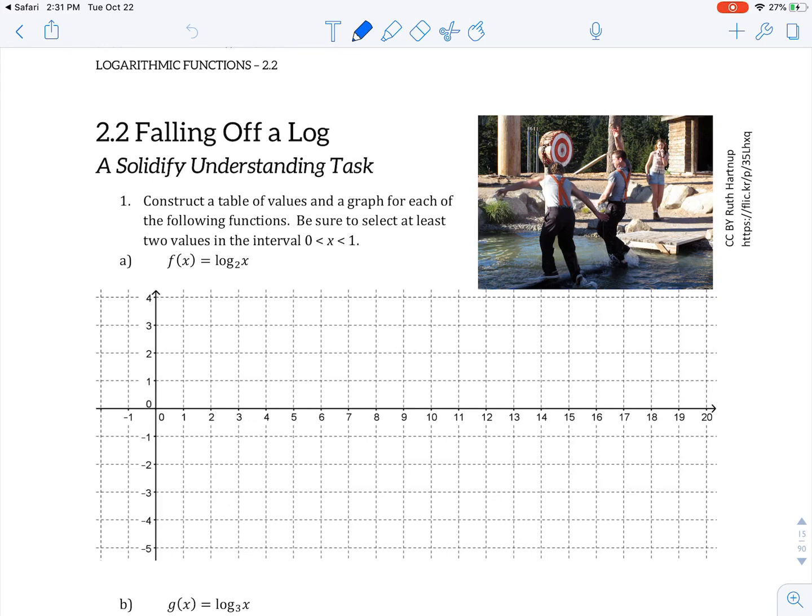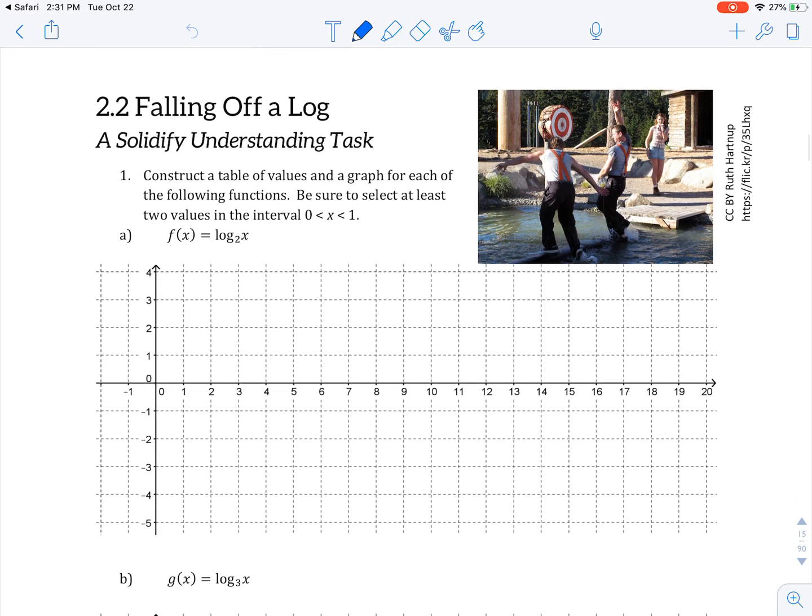f of x equals log 2x. Here we go. All right, so for our table, we're going to have x, and we're going to have log 2x. Okay? So remember with this that log 2x is going to equal the exponent, right? So that's actually equal to the exponent.